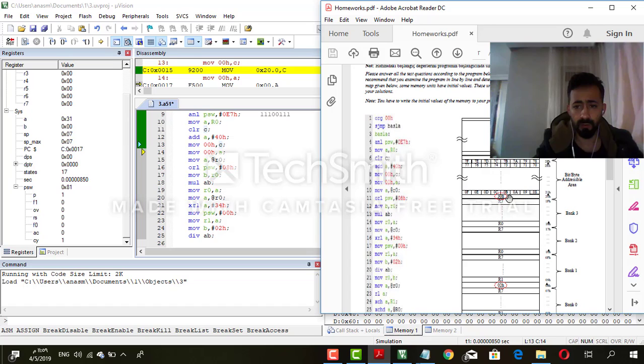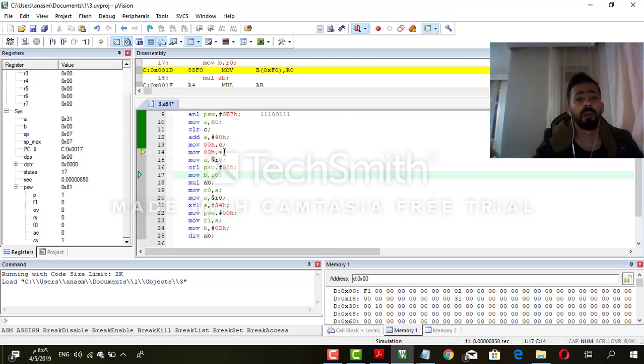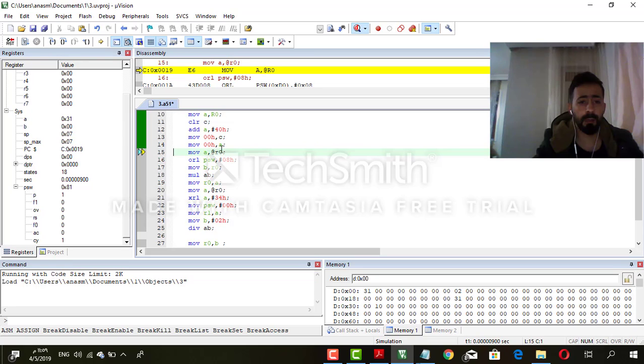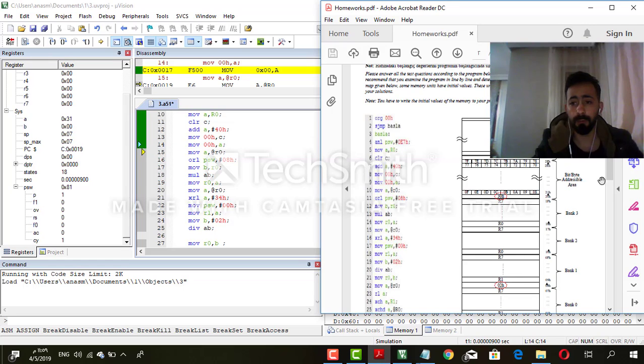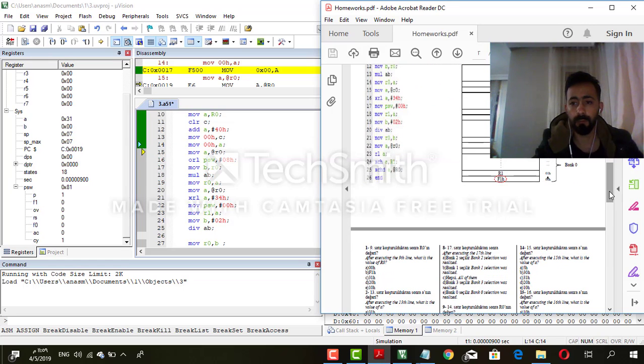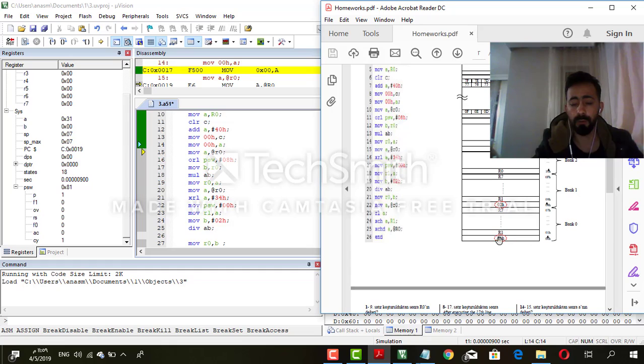Next step, we will move the value of A, the accumulator, to 00 hex. The value of the accumulator is 31, so that will be moved here. So the new value here is 31.